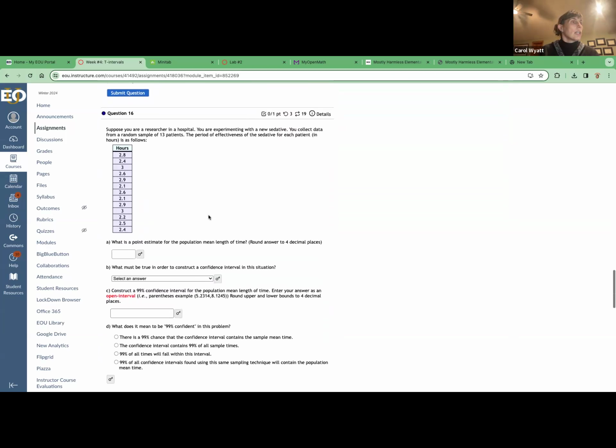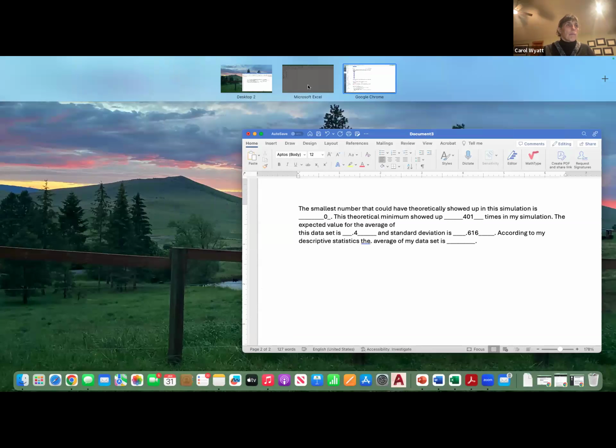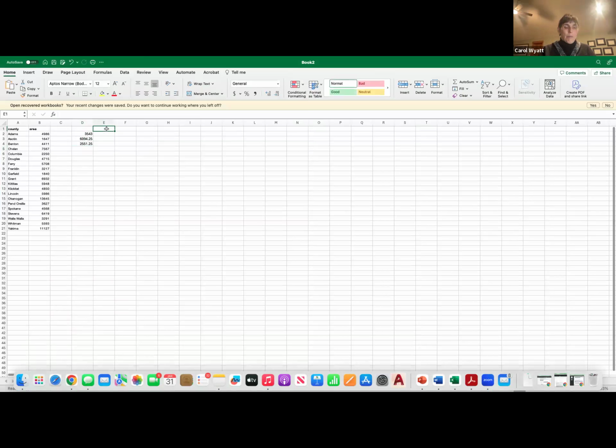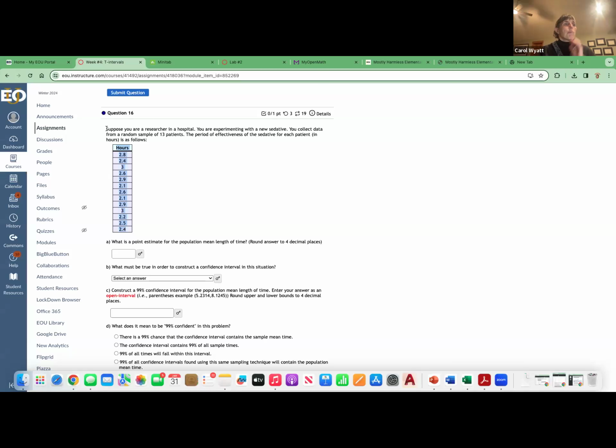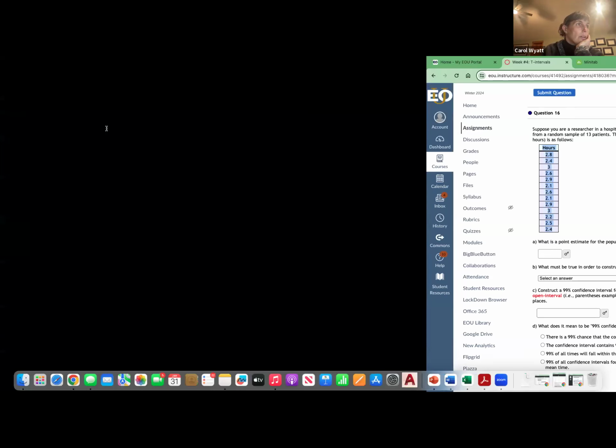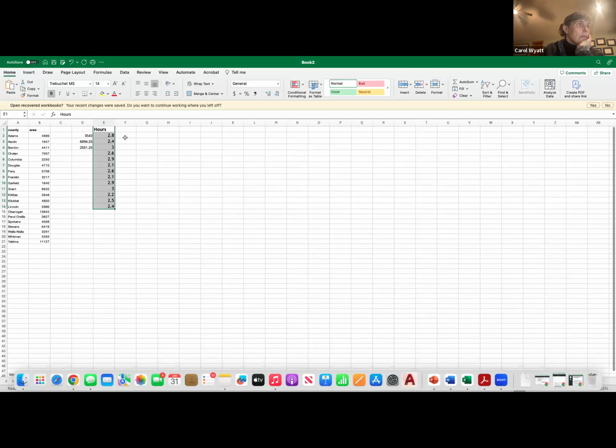So here's 16. I'm going to be lazy with 16 and put this into Excel so I don't have to type it all into my calculator. If you're a researcher, we're in Minitab, but probably Excel is easier. I grab Excel, which I already have open. Paste. There it is, great. And it says, what's the point estimate for the population mean length of time? So I'm going to grab this, and the point estimate is just the average.